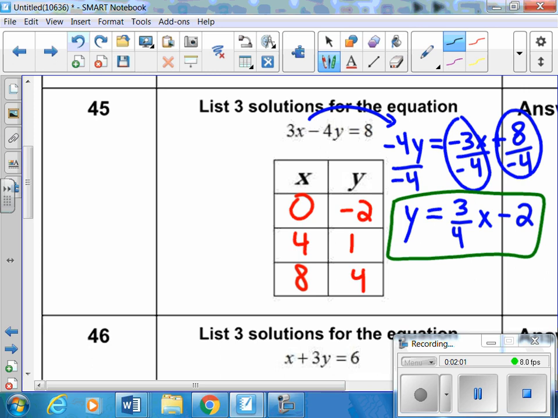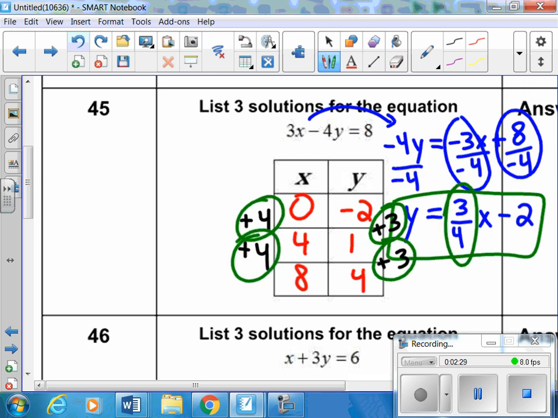I'm going to check my answer by checking the pattern, the change in x and the change in y, and seeing if I get 3/4. So let's look at the change in x. 0 to 4 is plus 4. 4 to 8 is plus 4. The change in y, negative 2 to positive 1 is plus 3. And then 1 to 4 is plus 3. And now you divide across, so we'll take 3 divided by 4. 3 divided by 4, well, there's 3/4, so we know we're right.